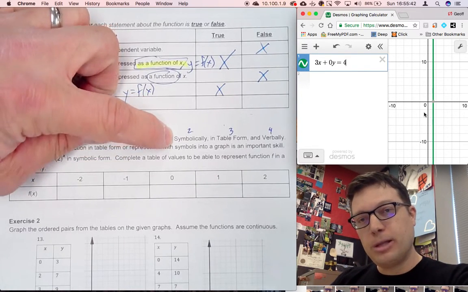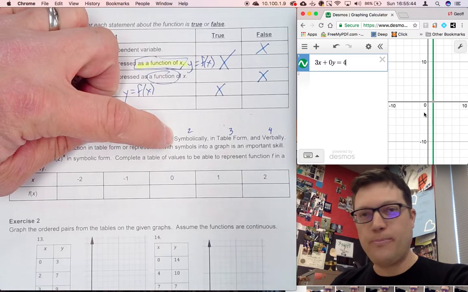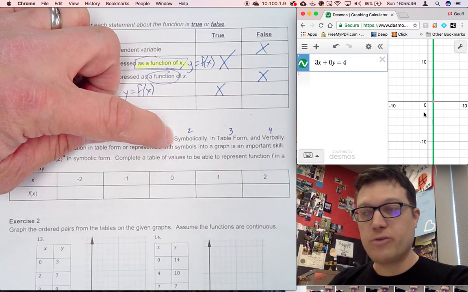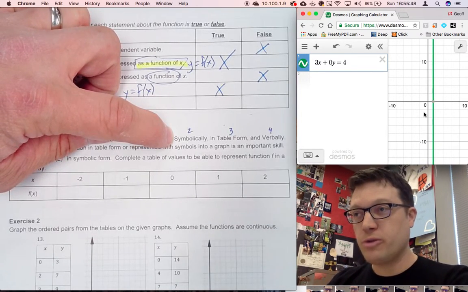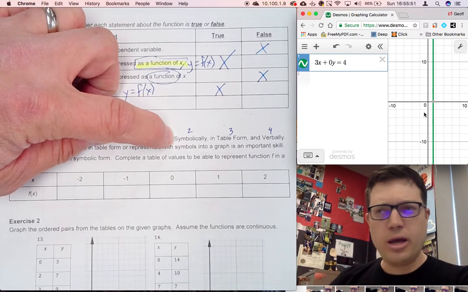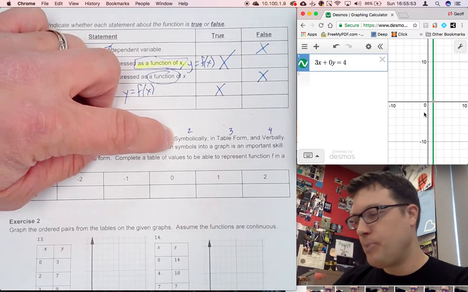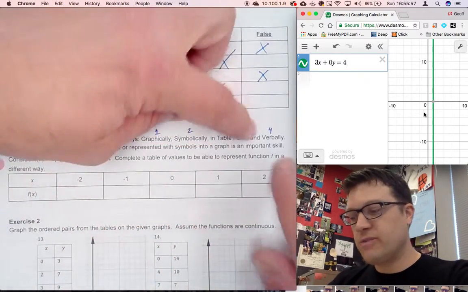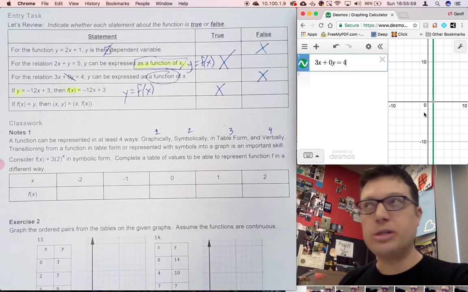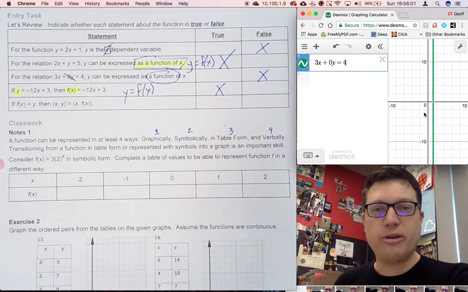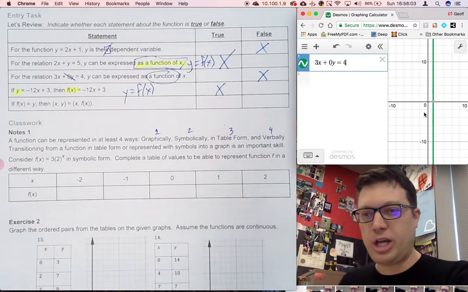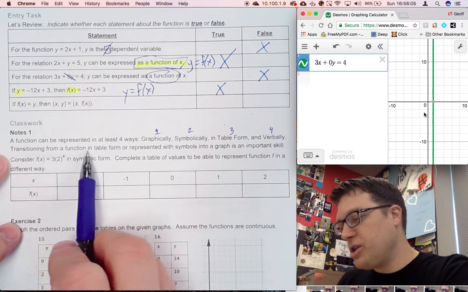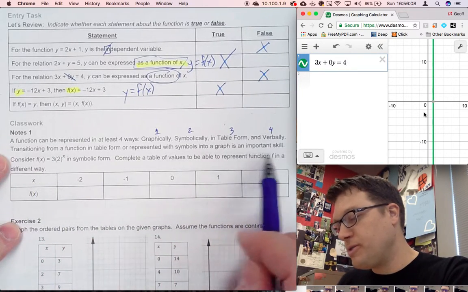What symbols it typically uses, what's the structure behind them, like standard form of a linear equation versus slope-intercept form of a linear equation versus point-slope form of a linear equation. Other functions have the same structure like that. In table form, which is part of our work today, and then last of all, verbally, being able to literally describe how the independent variable x is modified and changed. Transitioning from a function in table form or representing with symbols into a graph is an important skill.